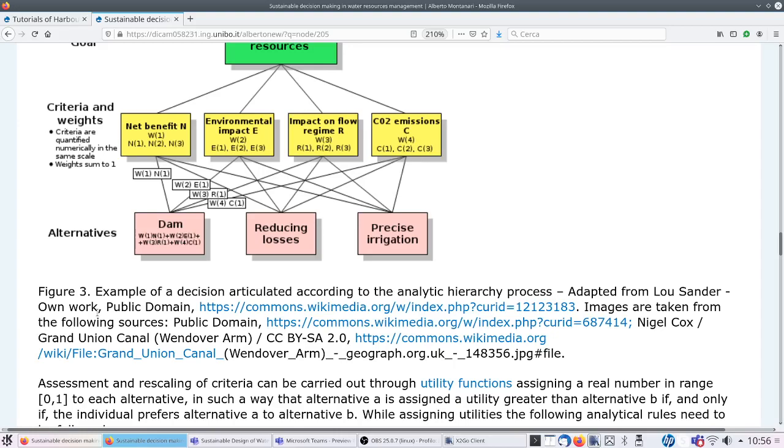What we still need to compute are the weights, because the utility functions are given. I said, let's assume that they are given. Now we have to compute the weights. And how to compute the weights? Through pairwise comparison. We need to compare the weights in pairs. Now let me go down.